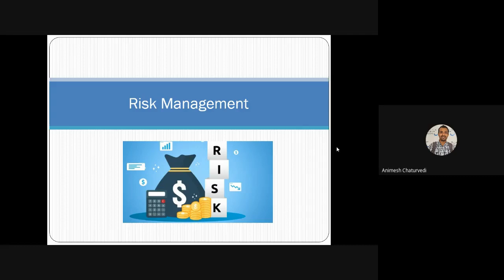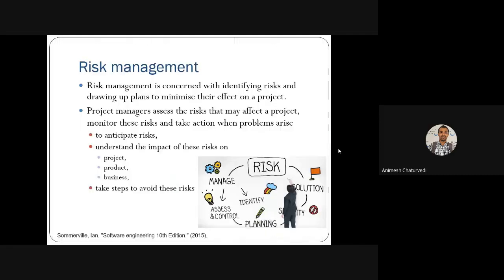Now we are going to start risk management. In this risk management, we'll see the fundamental definition, then we'll see how it is identified, controlled, and what plannings are possible. First, risk management is basically concerned with the identification of various kinds of risk and then drawing up plans that could minimize the effect of that risk on the project.